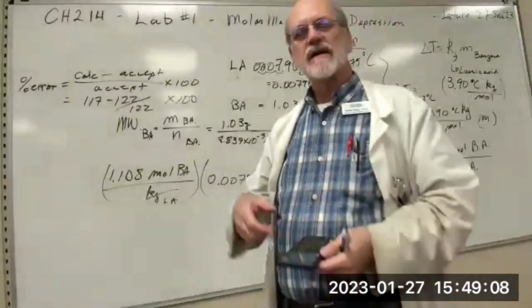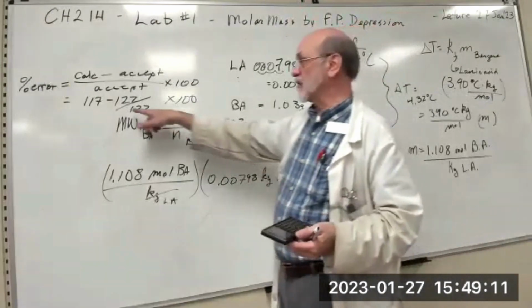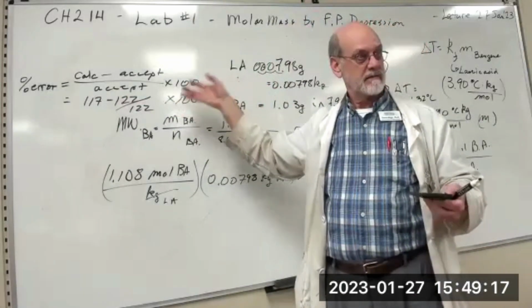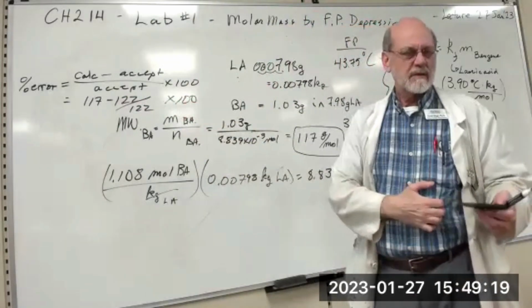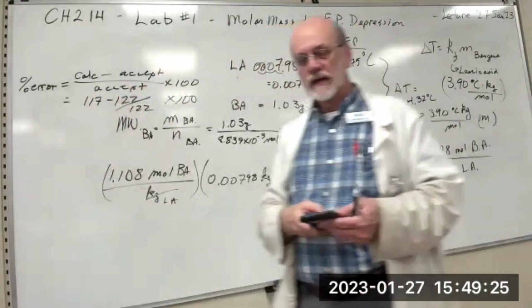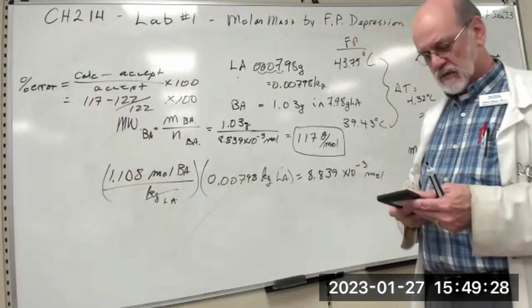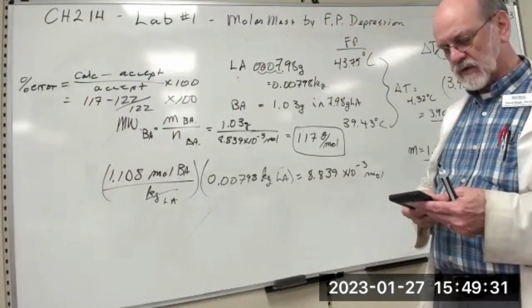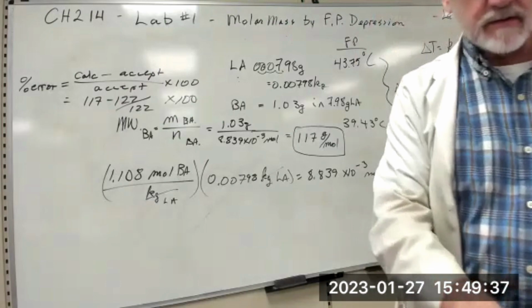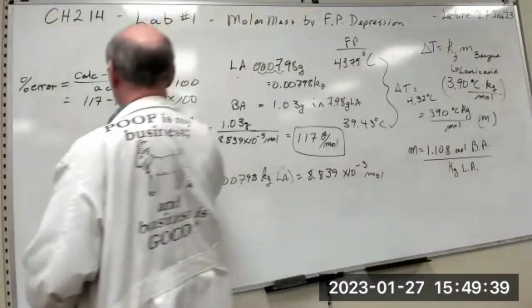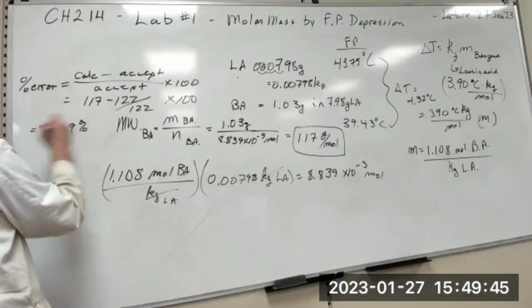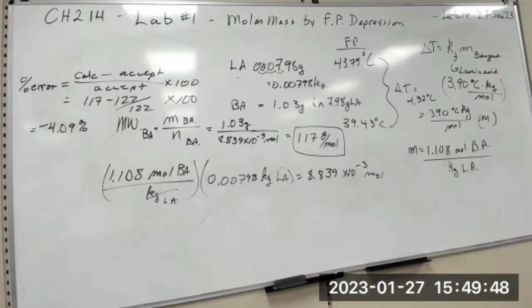Now this will give us a sign. It'll be a negative value because that one's bigger than this one. And that means that our answer is a negative percent error. But sometimes you don't have to do that. You could just take the absolute value and then the order doesn't matter. 117, 122 subtracted, divided by 122 times 100. I get -4.09. So percent error is -4.09%. Okay.